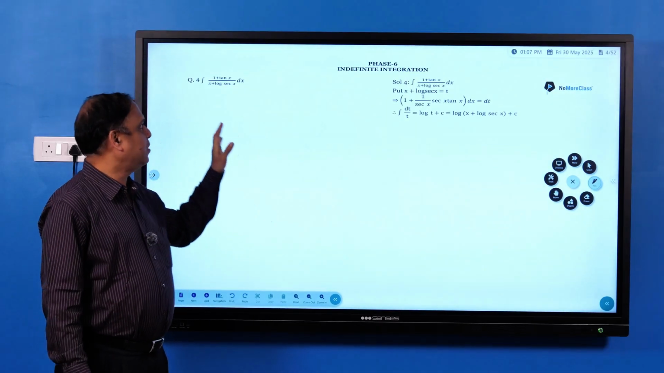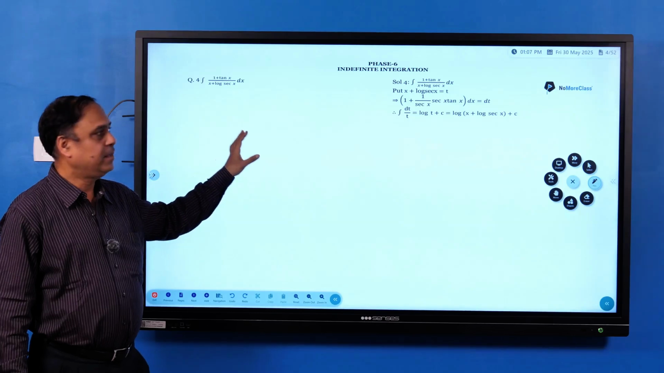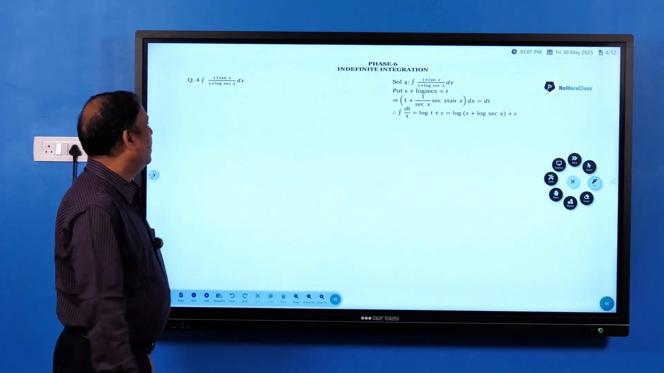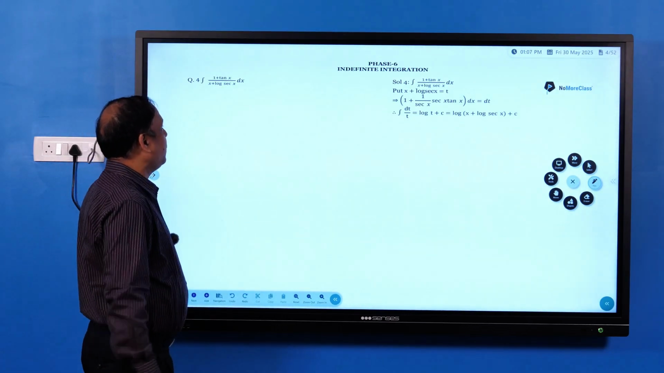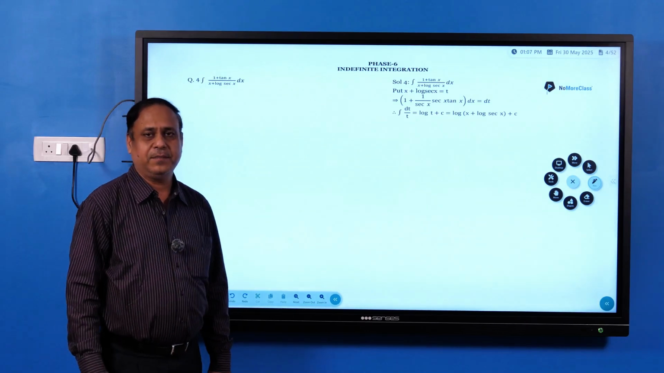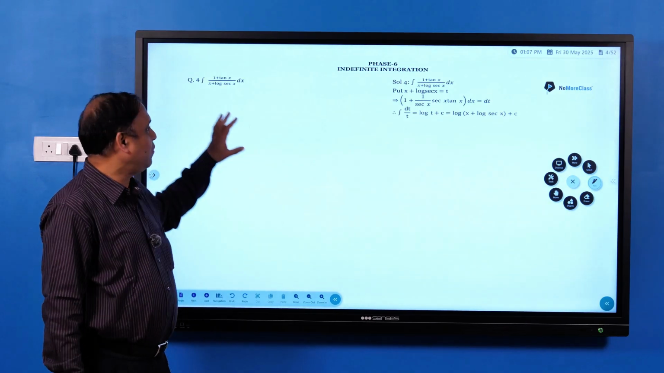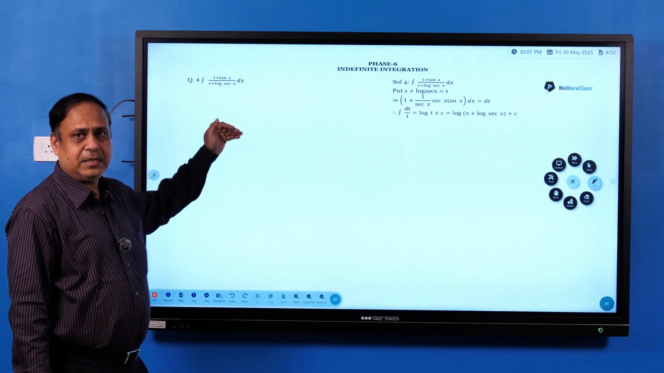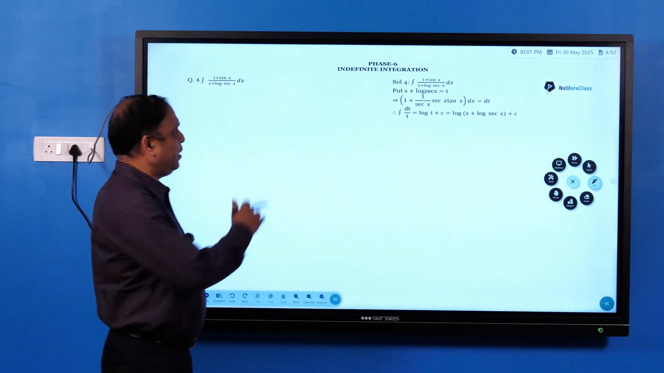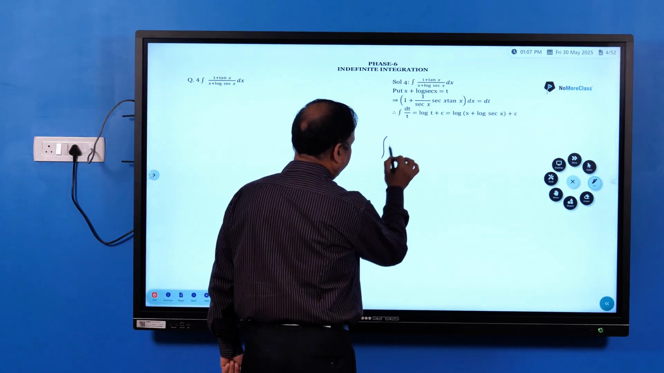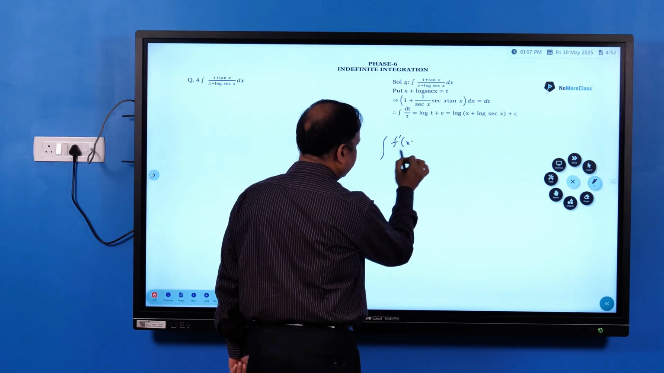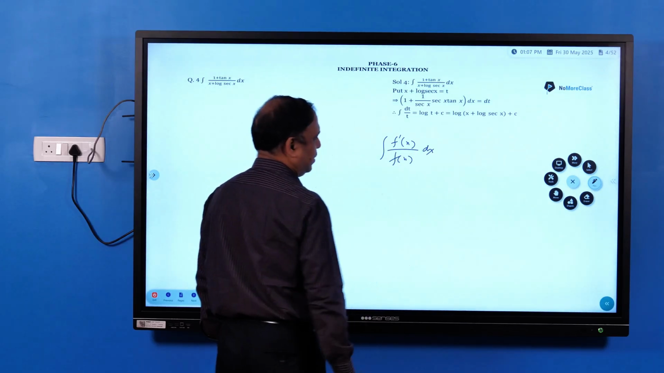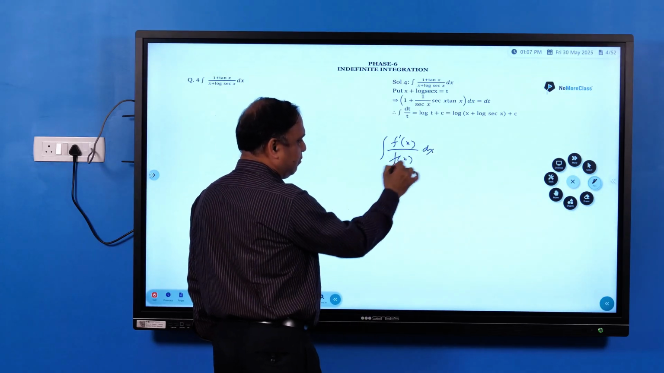So now come to question number 4, exercise 1, phase 6, indefinite integration. Now in this, 1 plus tan x upon x plus log sec x. Observe the question, what is given? This is the question of the type where the numerator is a derivative of the denominator. We call it under the category type f dash x upon f x dx. This type. So what will be the method here?